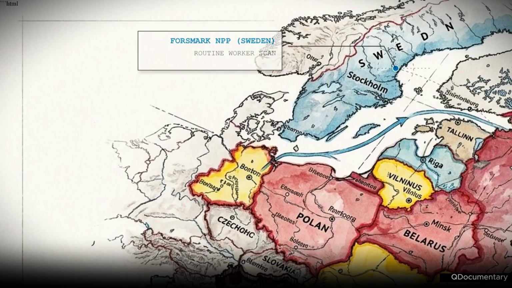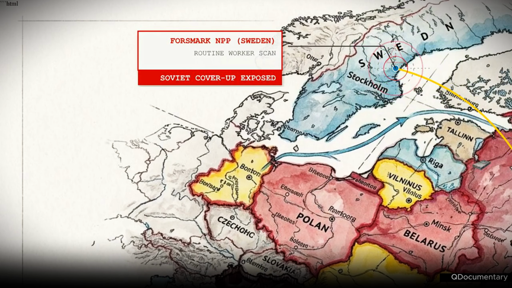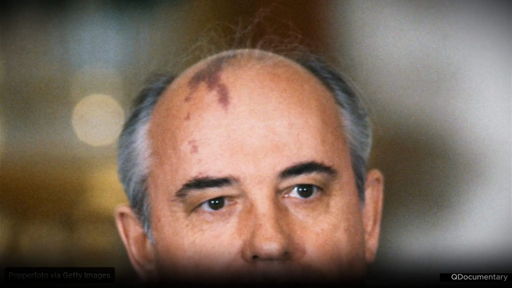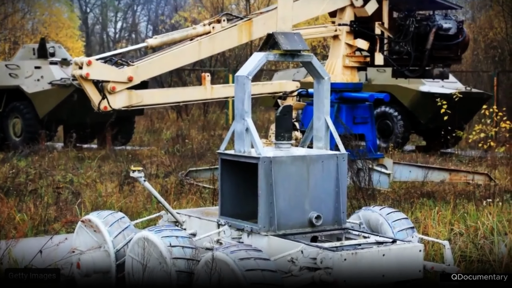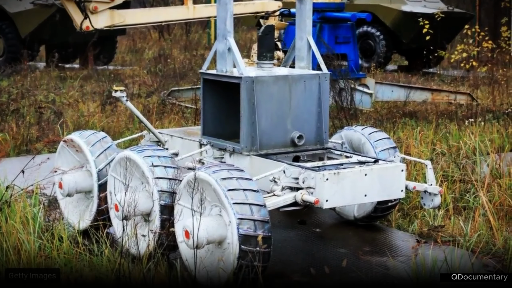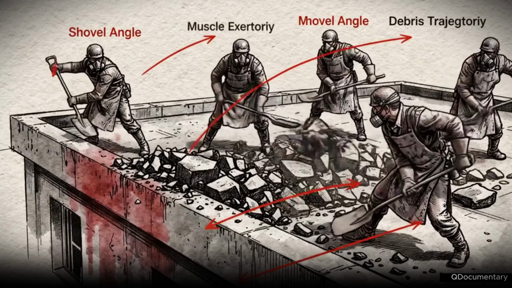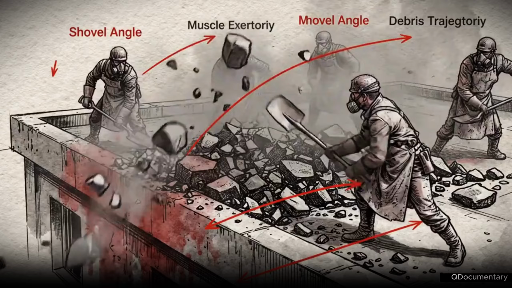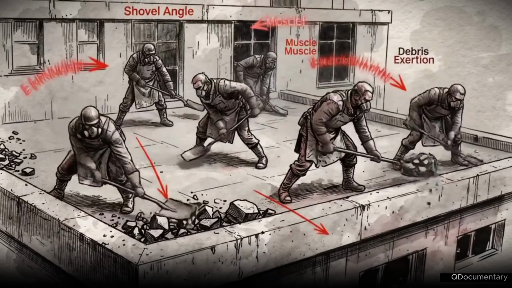Official acknowledgement only came after radioactive clouds triggered alarms at a nuclear plant in Sweden. Facing international pressure, the Kremlin finally admitted that a serious accident had occurred. Cleanup efforts were desperate. When specialized remote-controlled vehicles like this one failed due to the intense radiation, the military deployed biorobots, soldiers who shoveled radioactive graphite off the roof in 90-second shifts to minimize their exposure.